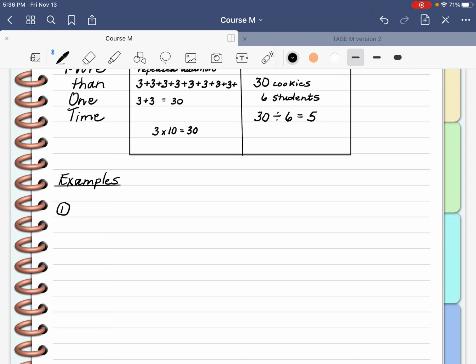I have 60 pencils to share with 12 students. So first, let's decide. Am I building up or am I breaking down? Well, I already have the big bag of pencils. They're already built up. Sharing is breaking down.